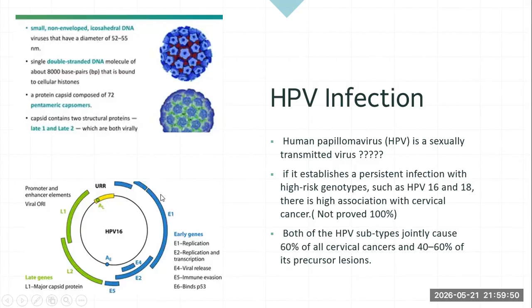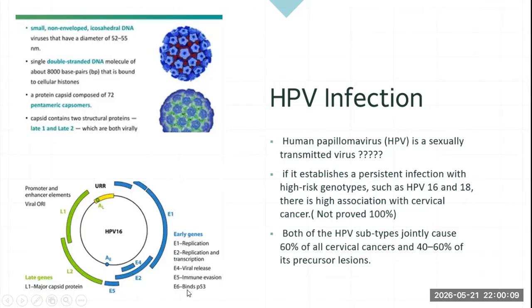So this is the HPV 16 molecular diagram, and these are: E1 represents early replication, E2 replication and transcription, E4 viral release, E5 immune evasion, and E6 binds the P53. We have seen that just now. So we need not go into very much detail, but somewhat about E6 and E7, which are the most active part, and these late 1 and late 2, the capsid proteins, are now being investigated and used as molecular biomarkers.